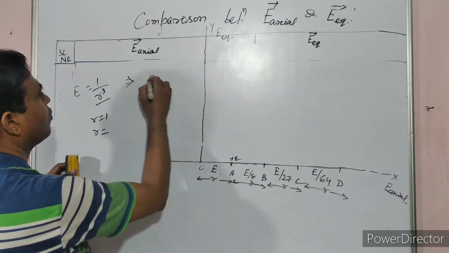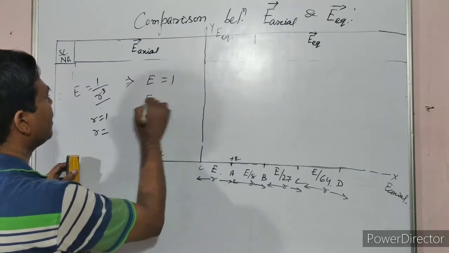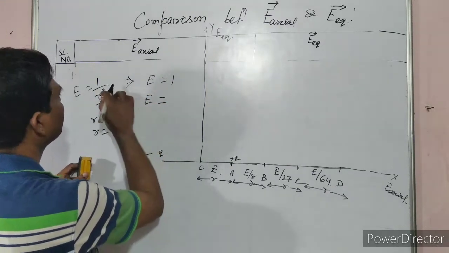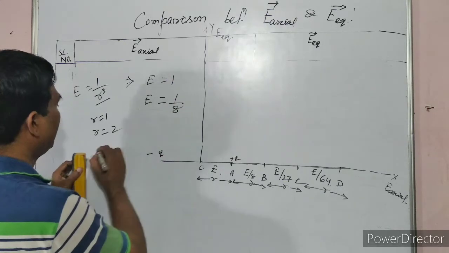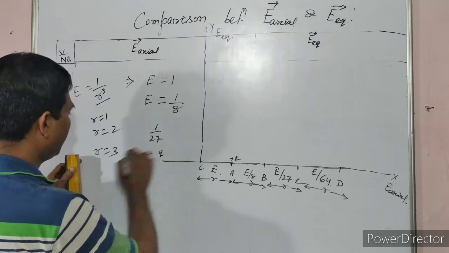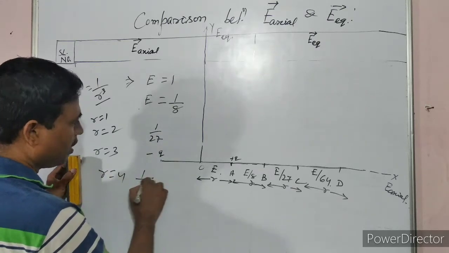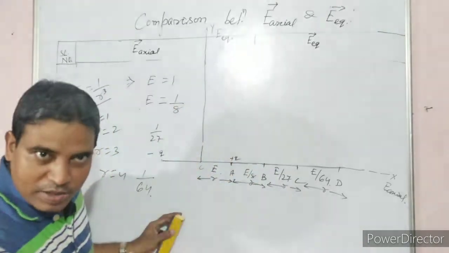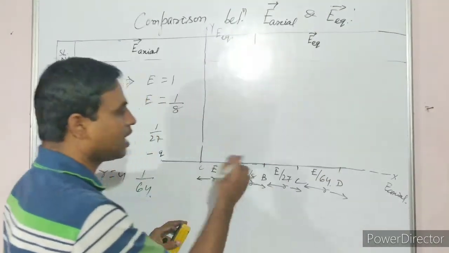यहाँ कितना हुआ? 1. E is equal to, R is equal to 2 लिए, तो ये कितना हो गया? तो ये हो जाएगा E by 2 the cube, 1 by 8. आप R3 लिए तो कितना हो गया? 1 by 27. R4 लिए तो कितना हो गया? 64. But you already know the E equatorial is half of this one.